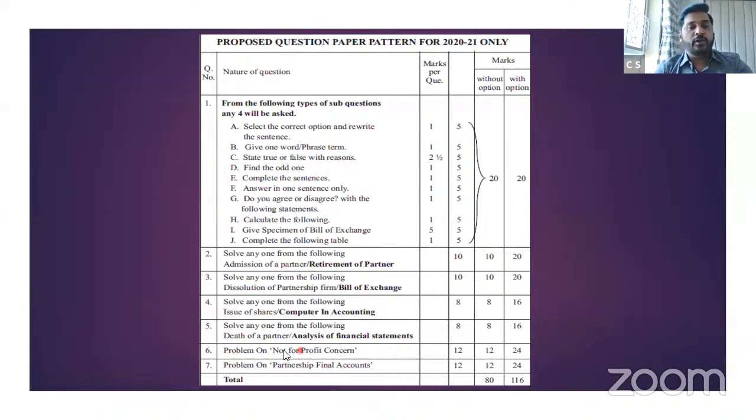Question 6 is for NPO, not for profit organization, which has a weightage of 12 marks, and there will be a separate question on partnership final accounts. The weightage is of 12 marks. In all, you will have to attempt an 80 marks paper. 20 marks of ABT would be separately taken by the college, and this paper has 116 marks with options. So you have ample options to select from.